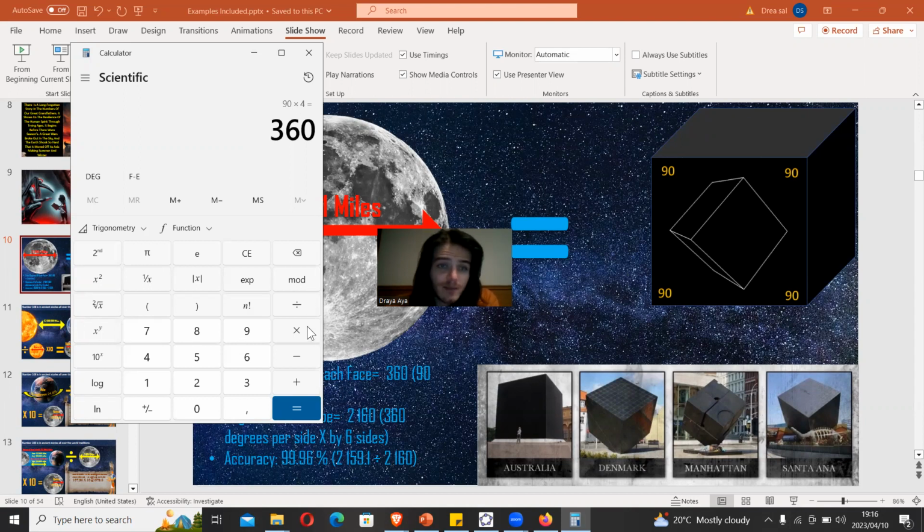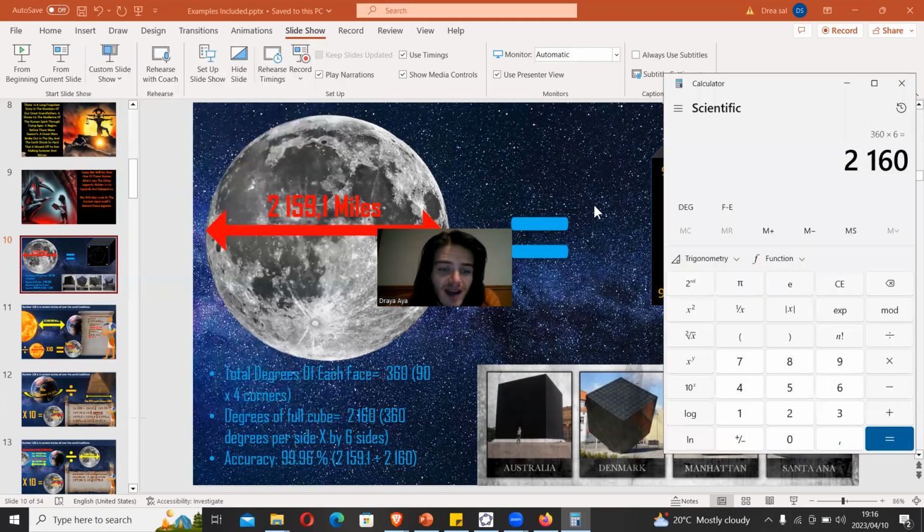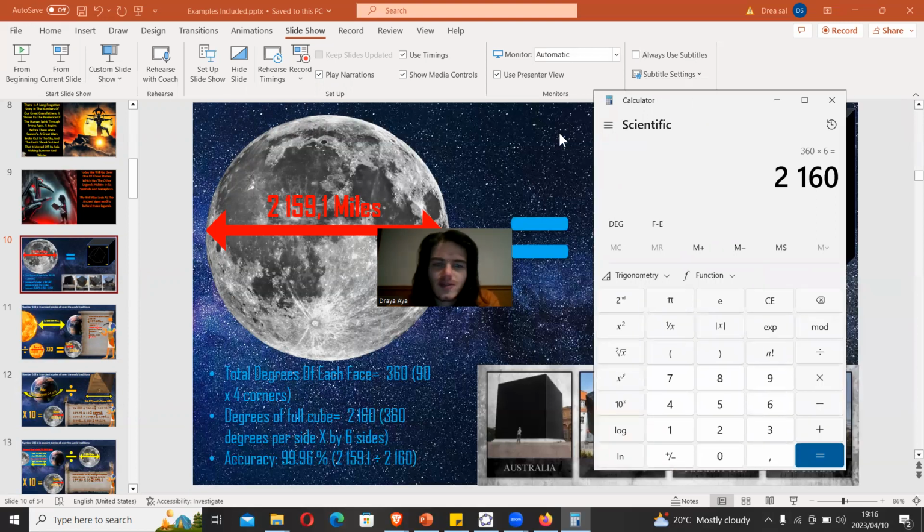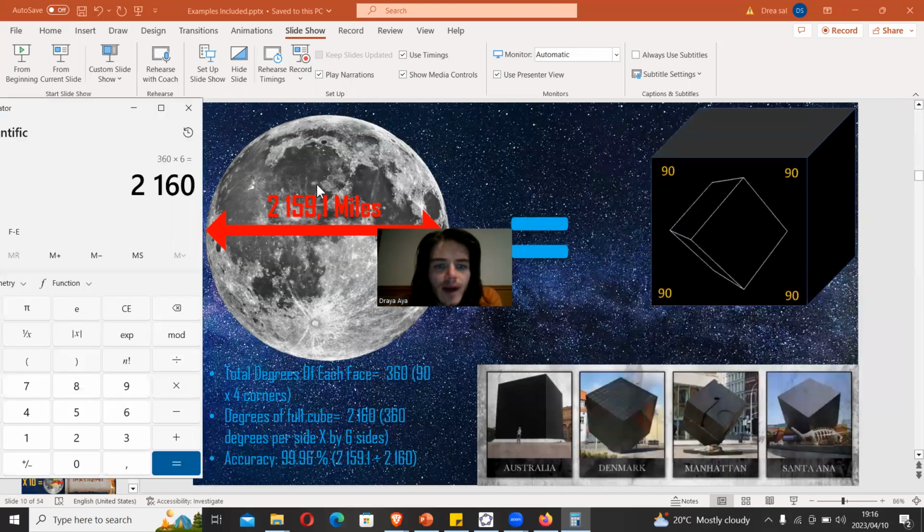So let's take this number, 360, which is how many total degrees is in one side, and let's multiply it by 6 and see what we come up with, right? This is basically within 99.96% accuracy of the moon's diameter. What are the chances? Maybe crazy coincidence. Maybe there's some hidden reason as to why such a thing is. But let's firstly prove that this is basically 99.96% accurate.